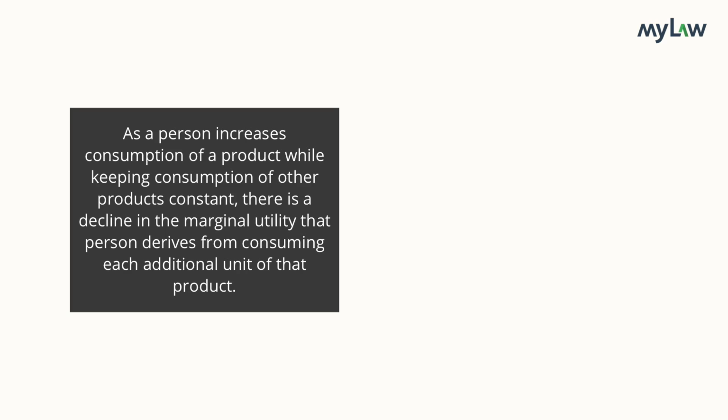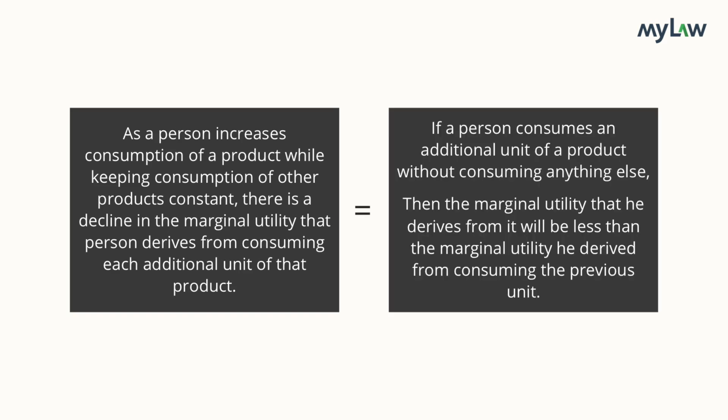As a person increases consumption of a product while keeping consumption of other products constant, there is a decline in the marginal utility that person derives from consuming each additional unit of that product. This can actually be written as, if a person consumes an additional unit of a product without consuming anything else, then the marginal utility that he derives from it will be less than the marginal utility he derived from consuming the previous unit. If you look at this restated reason carefully, there are actually two conditions.